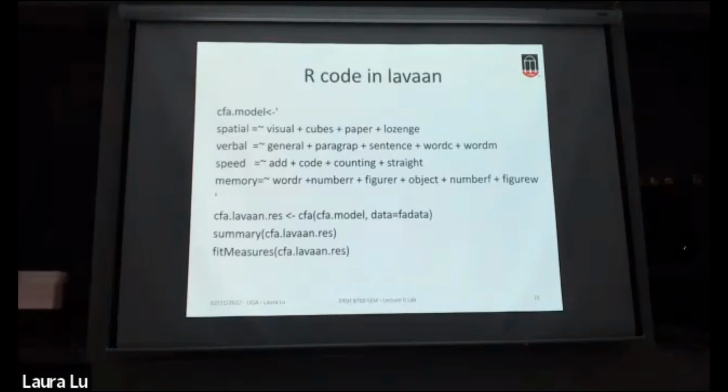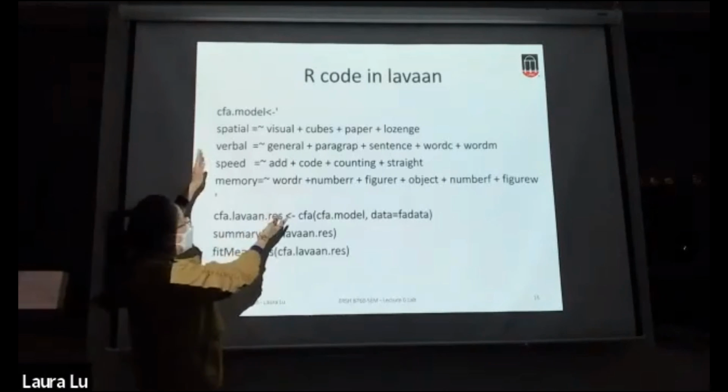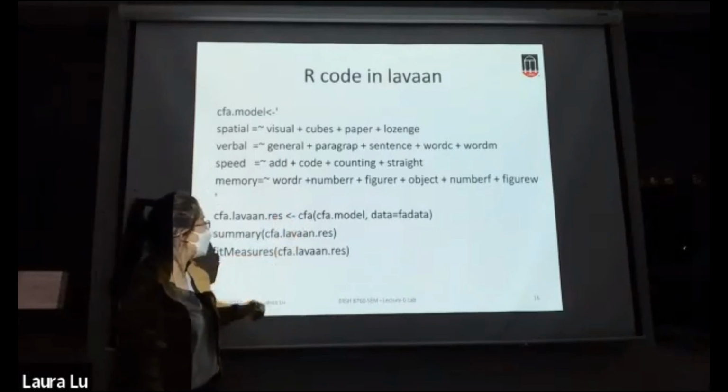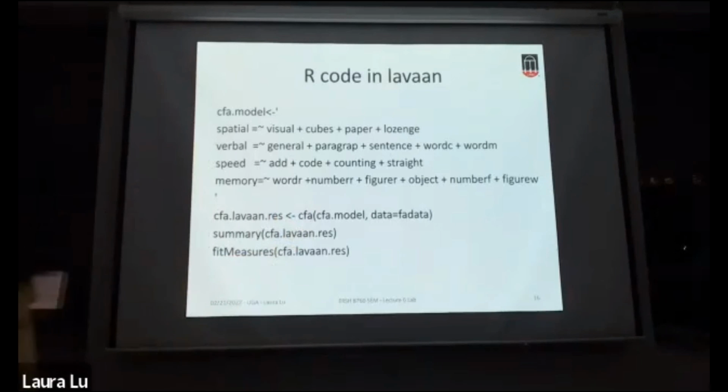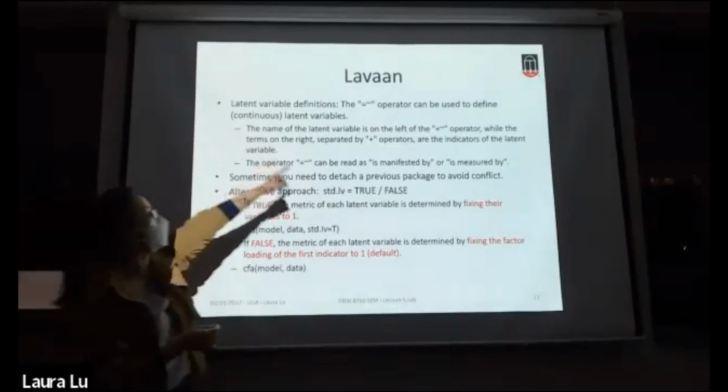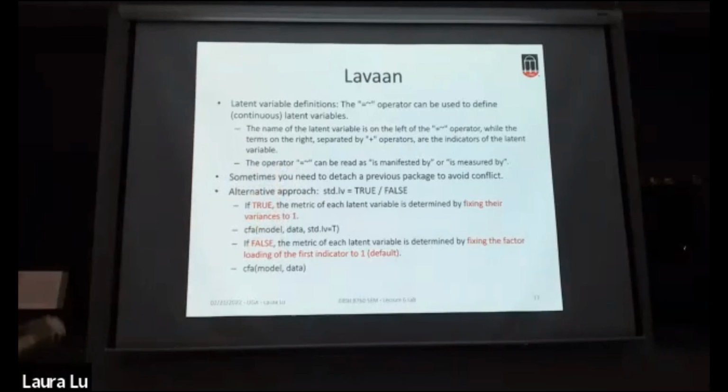So this is our code in the lavaan package. Really simple. We just specify the model here, and then we can see a few functions. This is an explanation of the previous code. Use the equal sign with the tilde to say that it is a measurement quantity.